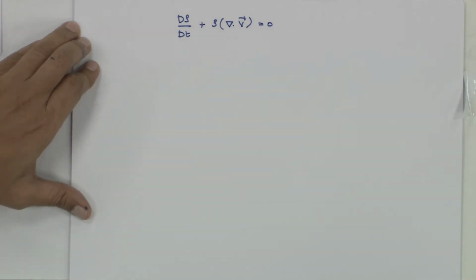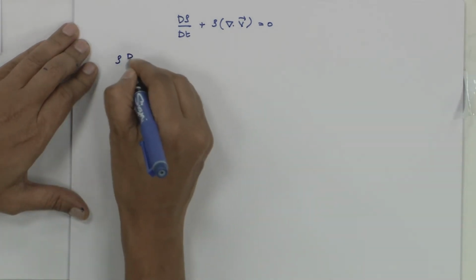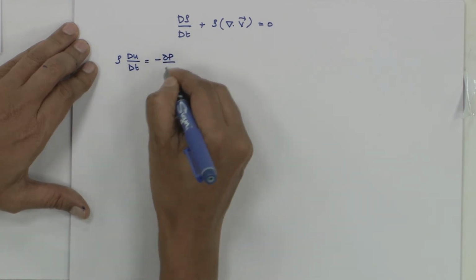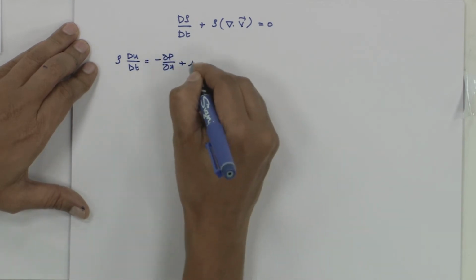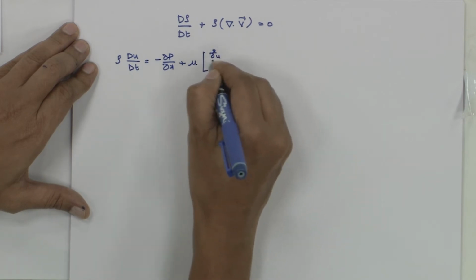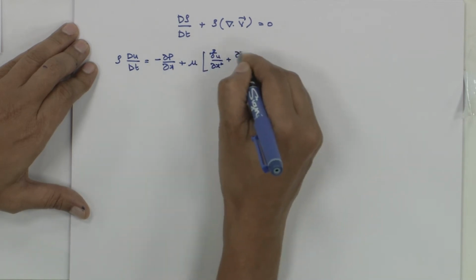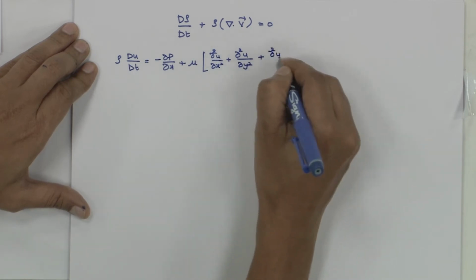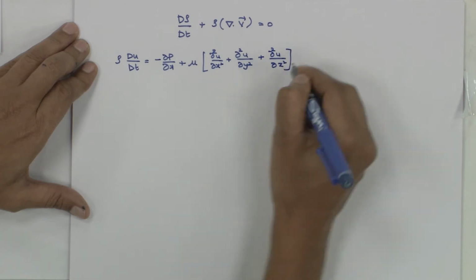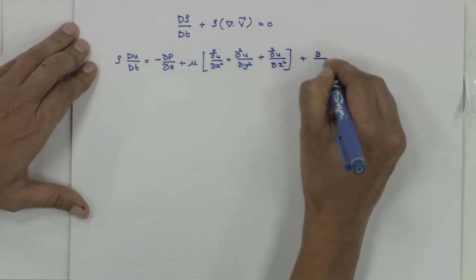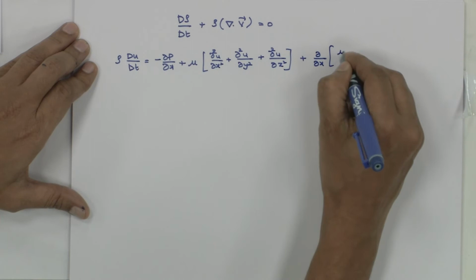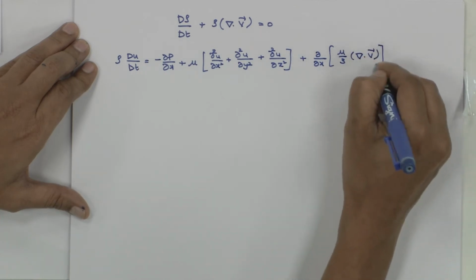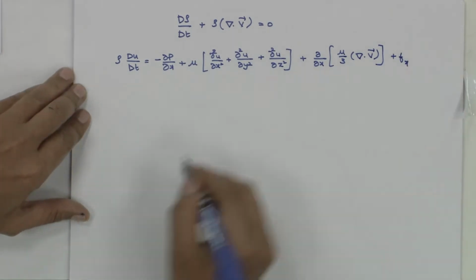Conservation of momentum, what do I get? Rho du by dt equal to minus del p by del x plus mu del squared u by del x squared plus del squared u by del y squared plus del squared u by del z squared plus del by del x of mu by 3 del dot v plus fx. This is the x momentum equation.